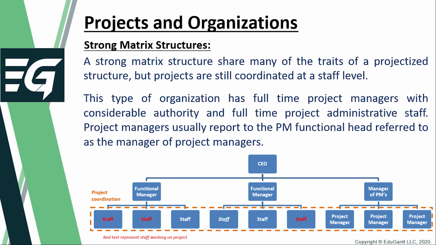Strong matrix structures. Now, a strong matrix structure shares many of the traits of a projectized structure, but projects are still coordinated at a staff level. Now, this type of organization has full-time project managers with considerable authority and full-time project administrative staff. Project managers usually report to the project management functional head, referred to as the manager of project managers. So the difference between the strong matrix structures and a balanced matrix structure, for instance, lies in the fact that the organization has a department for project management, basically. However, the projects are still coordinated at the staff level.